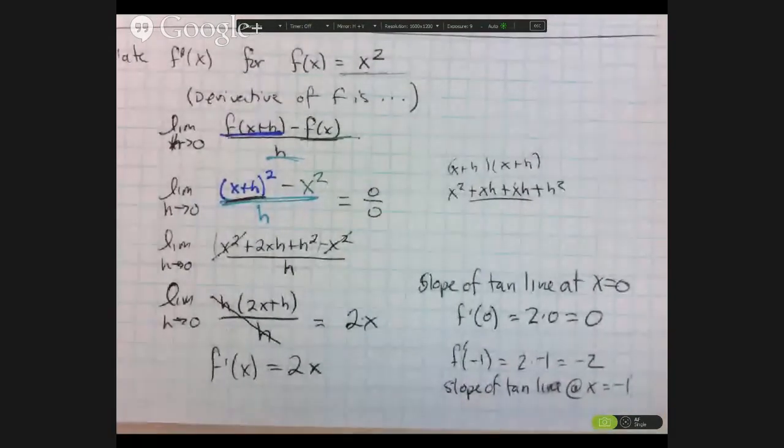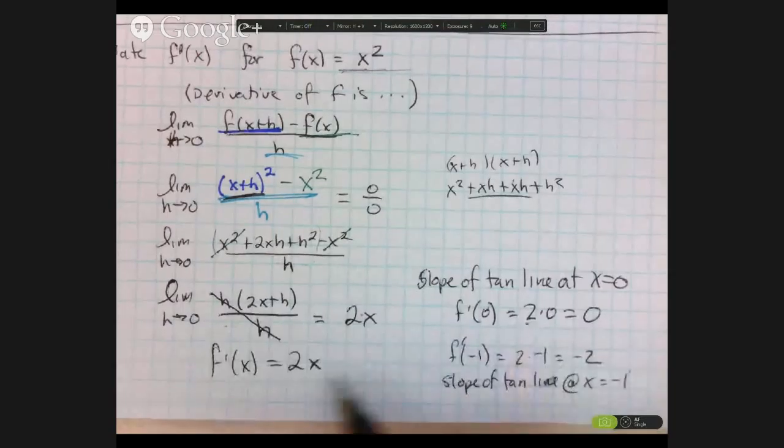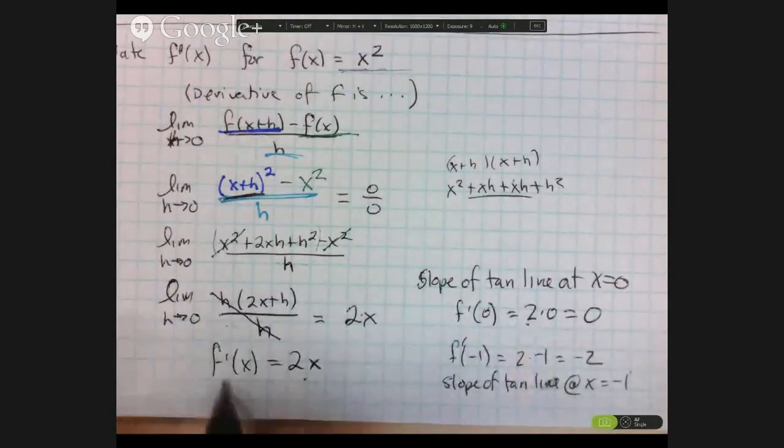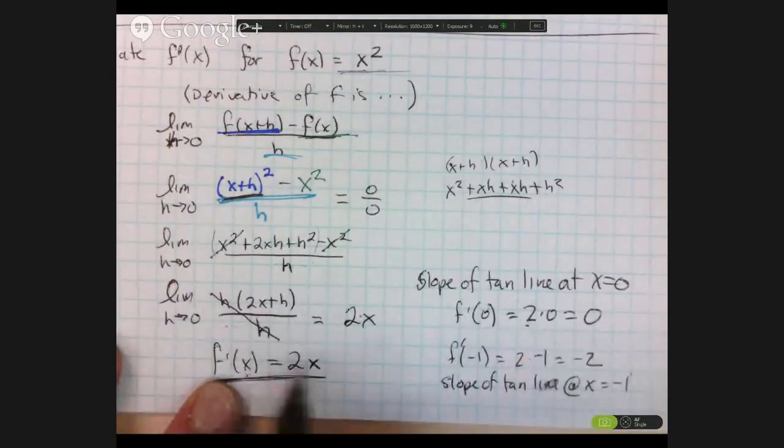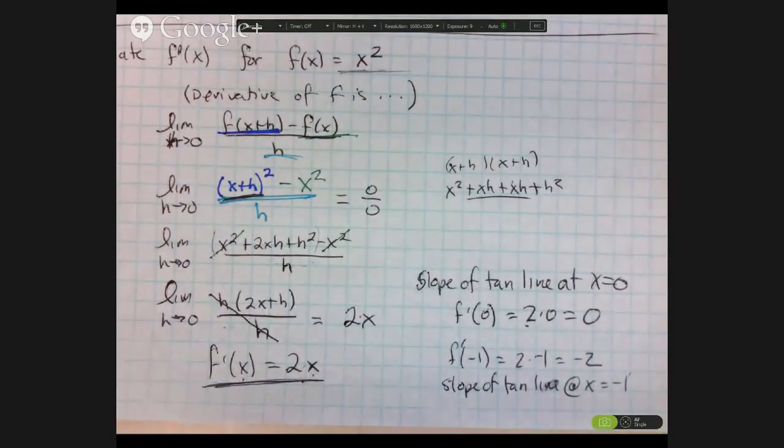Where do you get it to? What 2? Here? Yeah. It's this. f prime of x is 2x. So I could find the slope of the tangent line for any x value. I just plug it in now that I've found the derivative. Okay.